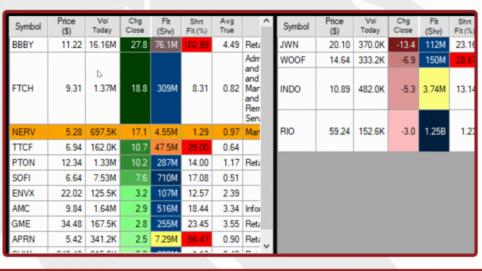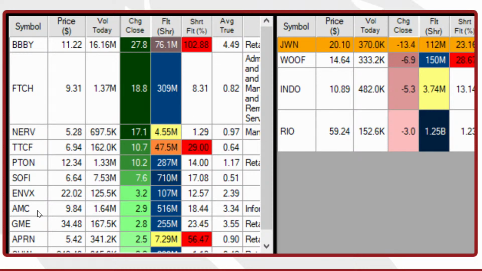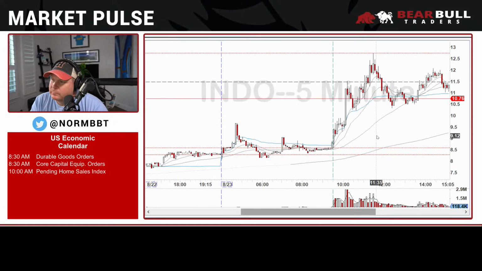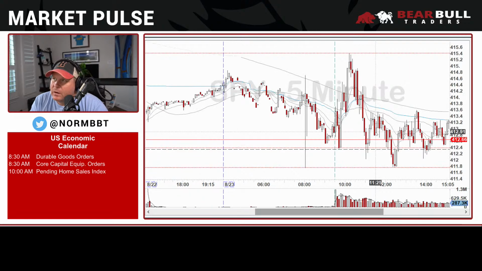On our list today, leading the way, guys, BBBY. We'll get to what's going on there on the gap upside. A couple other names here that are in the meme territory, so AMC, GameStop, we'll look at those. And then a couple down in our gap down list, as we see some retailers like Nordstrom on here. We have Indo, which was a tricky one to trade. We'll dissect that in a bit. Before we do that, let's take a look at the overall market and what's going on there, Norm.